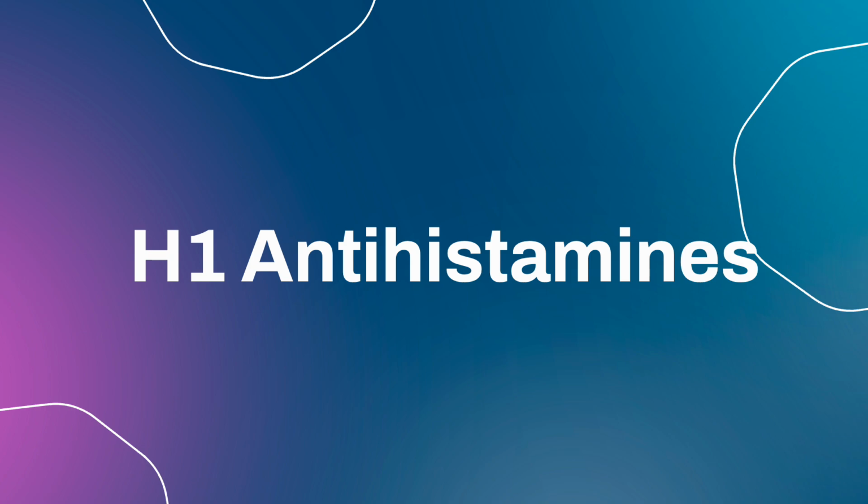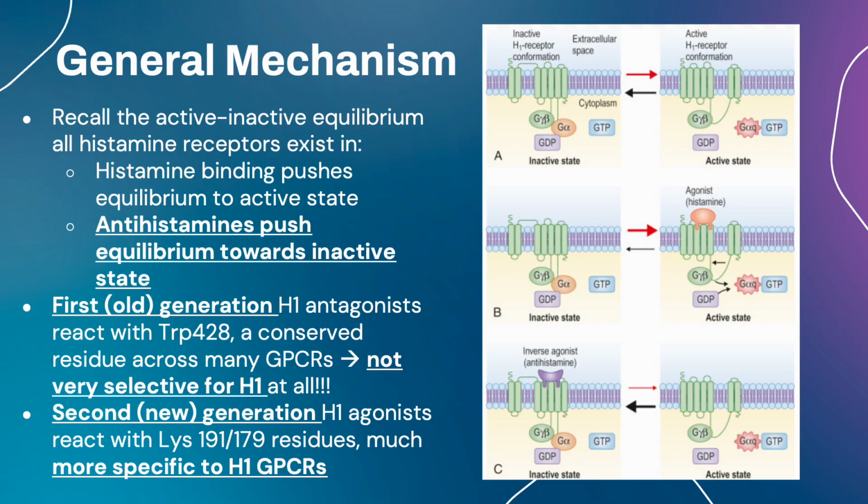So now let's talk a little bit about antihistamines, specifically focusing on H1 antihistamines, because these are the most common ones that are going to be used over the counter or for the treatment of allergic diseases. The general mechanism goes back to what I was talking about earlier: these receptors are not activated only in the presence of a ligand, but are constitutively active. They exist in an equilibrium between an inactive and active state, as you can see here on the right. What happens when histamine binds is that it simply favors the equilibrium of the active state.